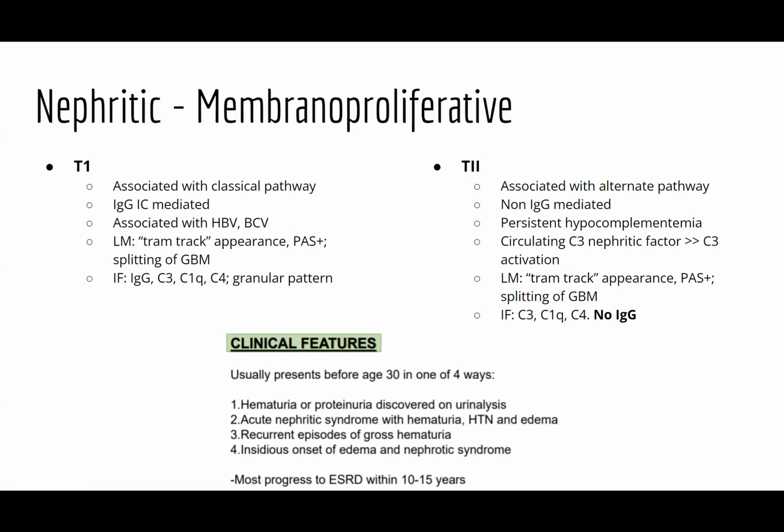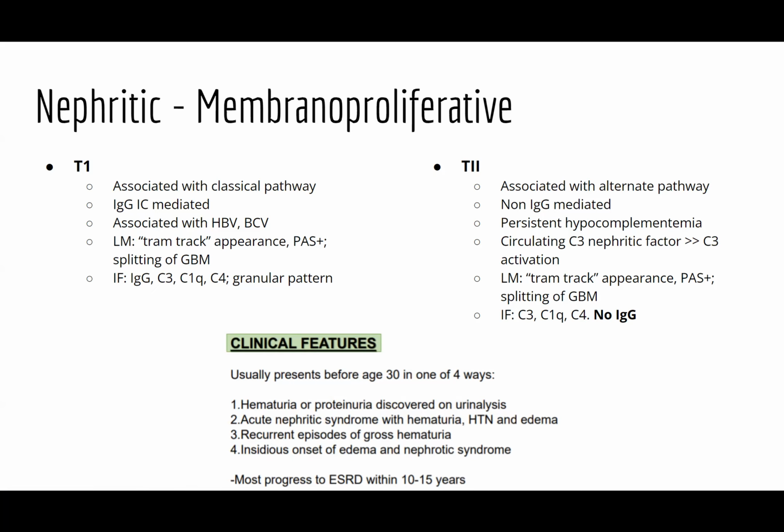It's going to be IgG complement mediated, associated with hepatitis. And both of them are going to have the tram track appearance of splitting of the glomerular basement membrane. But notice between type 1 and type 2, type 1, because it's IgG mediated, you're going to see IgG deposits on immunofluorescence, whereas type 2 is not IgG mediated, so you're not going to see IgG. You'll both still have C3, C1q, and C4, but the difference is going to be IgG in the immunofluorescence deposits.